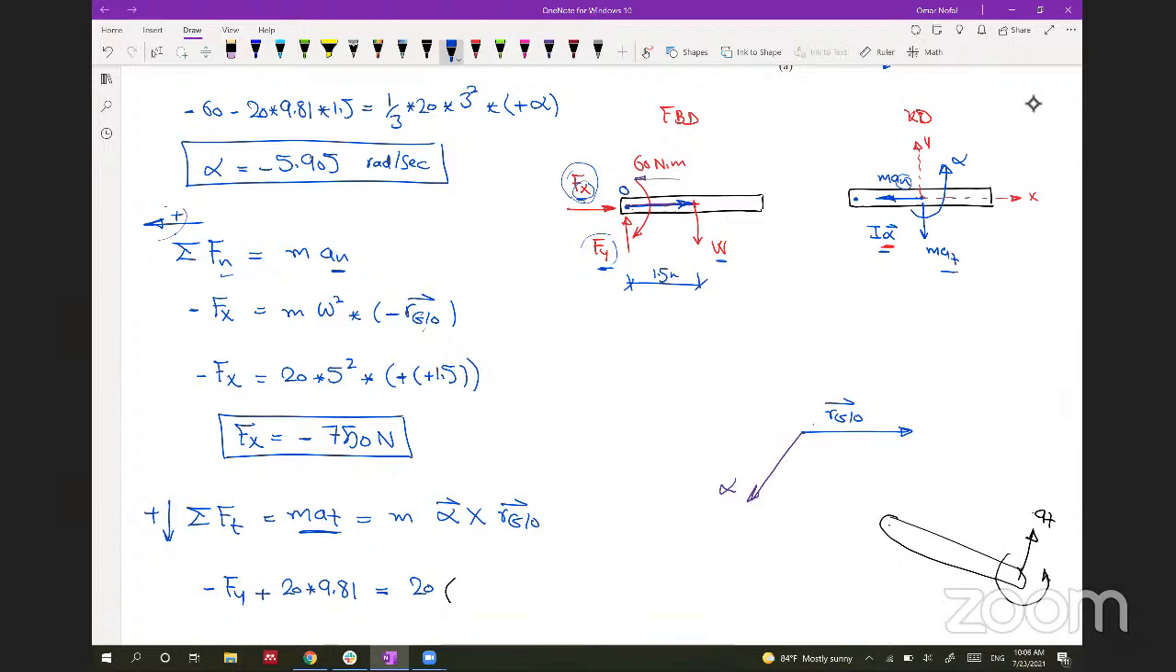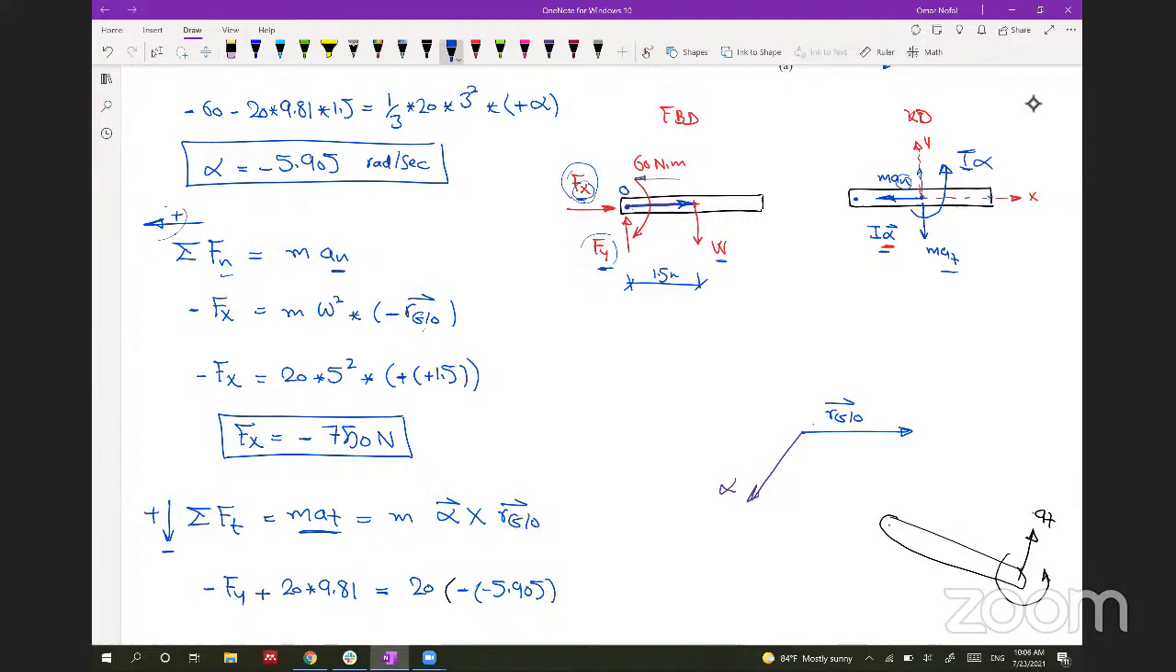Alpha about the node, something like that. And if you know that alpha is in this direction, that means that the a_t at this point will be going up. So this will be equal to negative, because it's an opposite sign than this. So we will have negative alpha, and alpha, we got from there. So negative multiplied by negative 5.905.